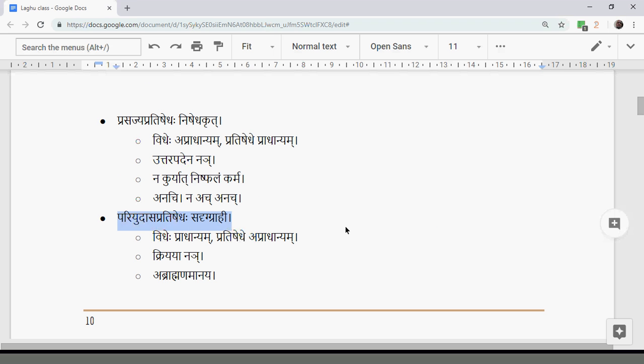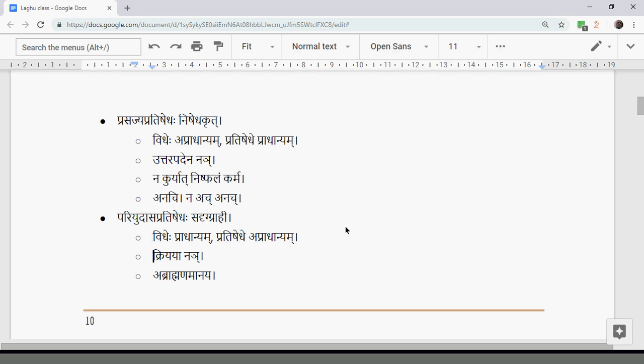In Pariyudasa Pratisheda, it is sadrugrahi. Sadrugrahi means grahi, it grasps something similar. So vidhi pradhanyam is there. Videhe pradhanyam asti, pratishede apradhanyam. In pratisheda there is no primary purpose of the sutra. The primary purpose of the sutra is to give an ordainment, a rule.